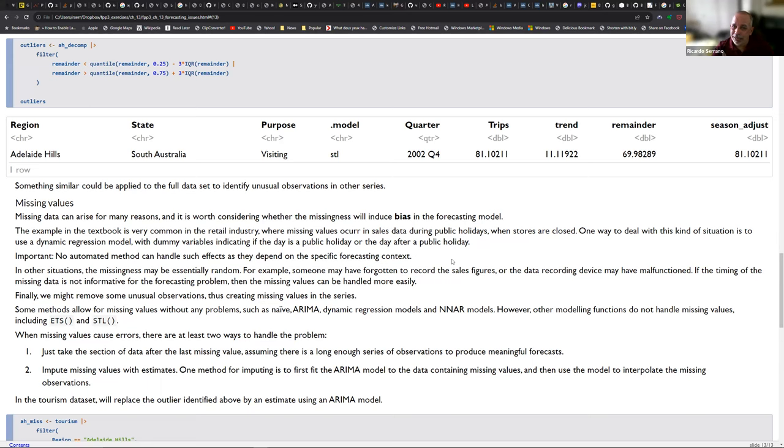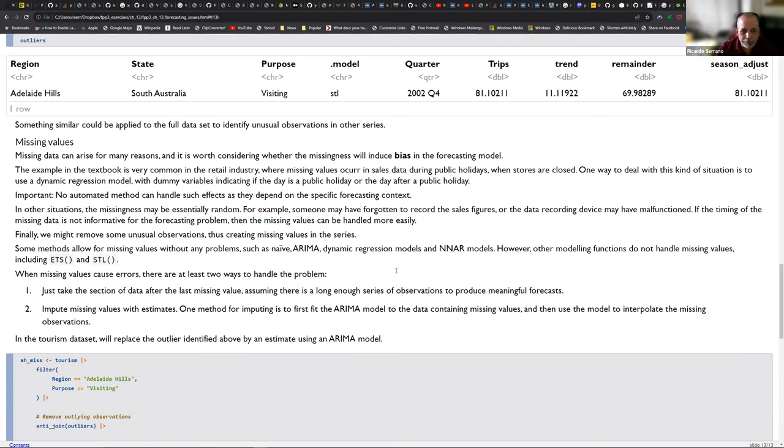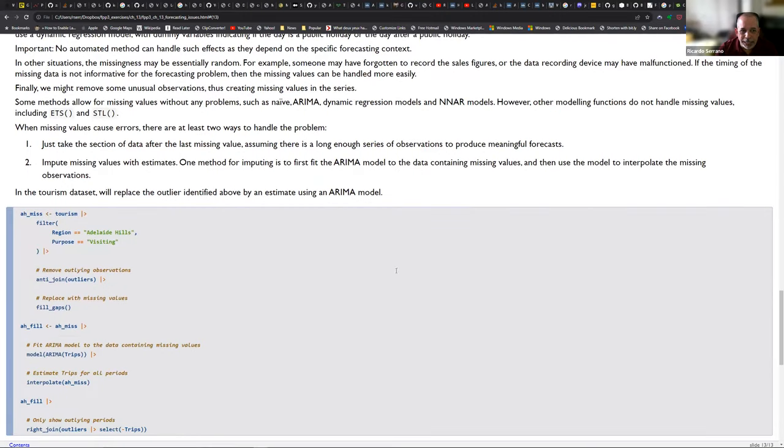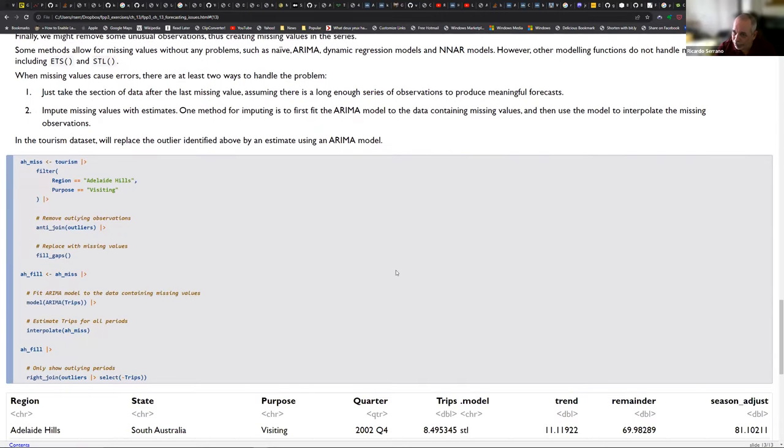We cannot be replacing the data for our own opinion. We have to have some valid motives for that. So the way that the authors explain how to deal with the outlier and the missing values is, in other words, we're going to treat the outlier as a missing value.